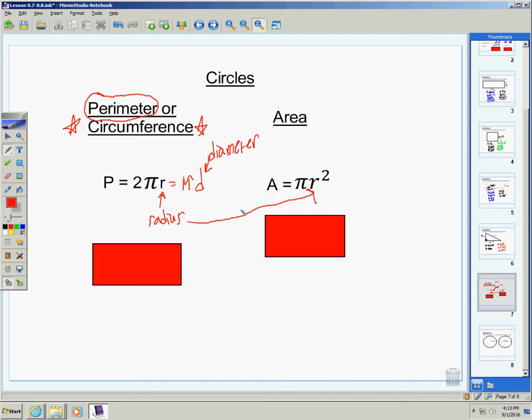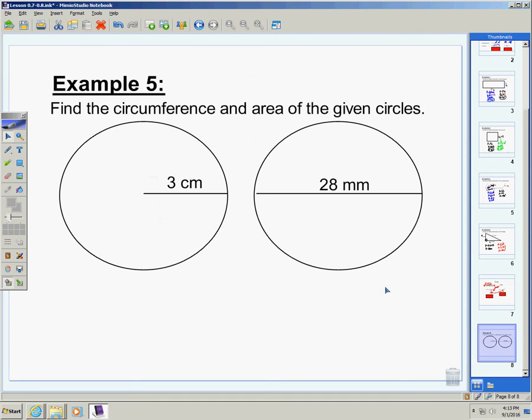So now what we're going to do is use both of those formulas with these circles. I want to find the circumference and the area of the given circles. First thing I always want to do is identify what my radius is. Here I can see that it's 3 centimeters, which means that my circumference will be 2 times pi times r, which would be 2 times pi times 3.